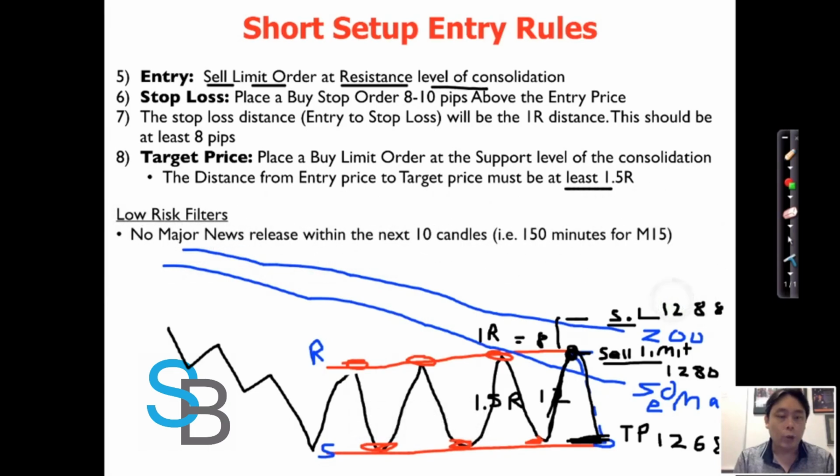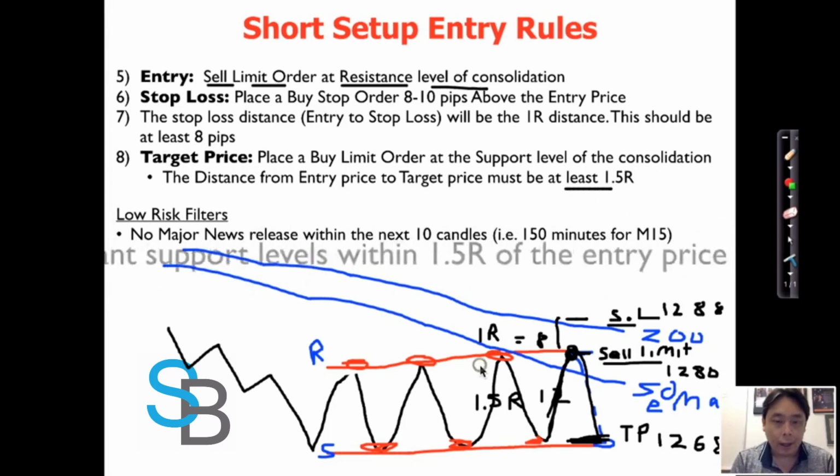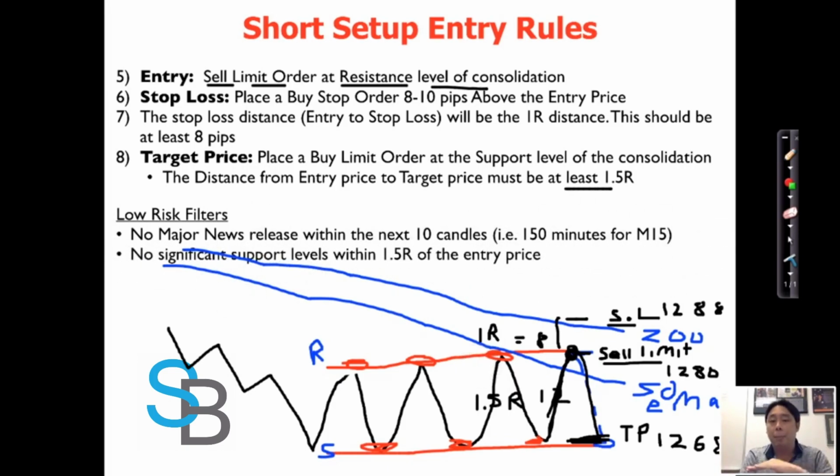Okay, so as usual, low risk filters before entering a trade. Go to Forex Factory, check the upcoming news events for the day, ensure there's no major news release, any red news within the next 10 candles or the next 2.5 hours. If there is, avoid taking the trade. And again, ensure there's no significant support levels within 1.5 R of the entry price. Okay, so before it can hit the target price, we do not want to see any kind of support that could impede our currency pair going to our target price.